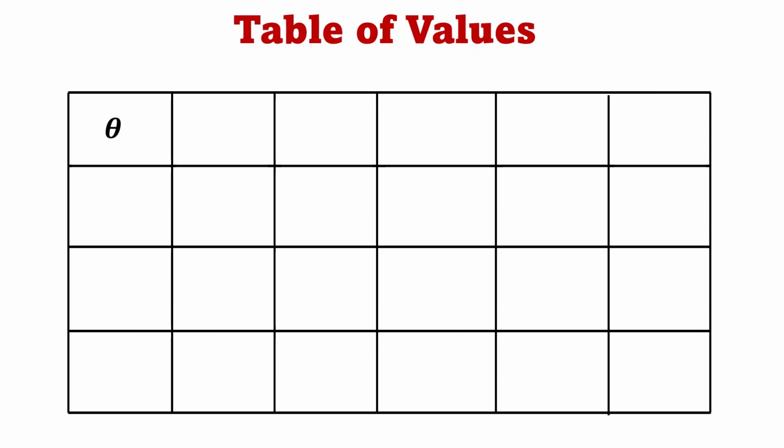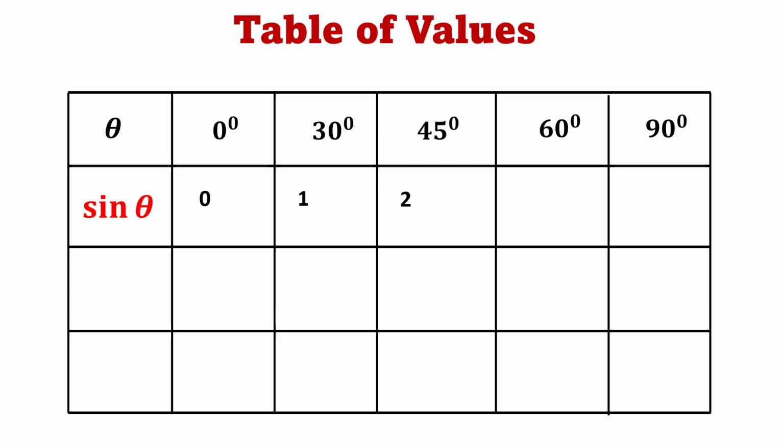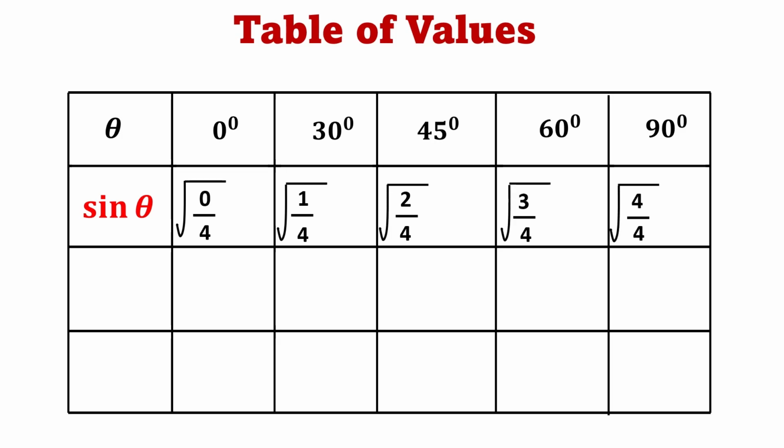In the first row, we write the angles of 0 degree, 30 degree, 45 degree, 60 degree and 90 degree. Now first we find the trigonometric values of these angles for a sine function. So we find sine theta. Now write numbers from 0 to 4 as 0, 1, 2, 3, 4. Now here we see that 4 is the highest number. So we divide each of these numbers by 4 and then we take square root of each of these numbers. Now we simplify these square roots.